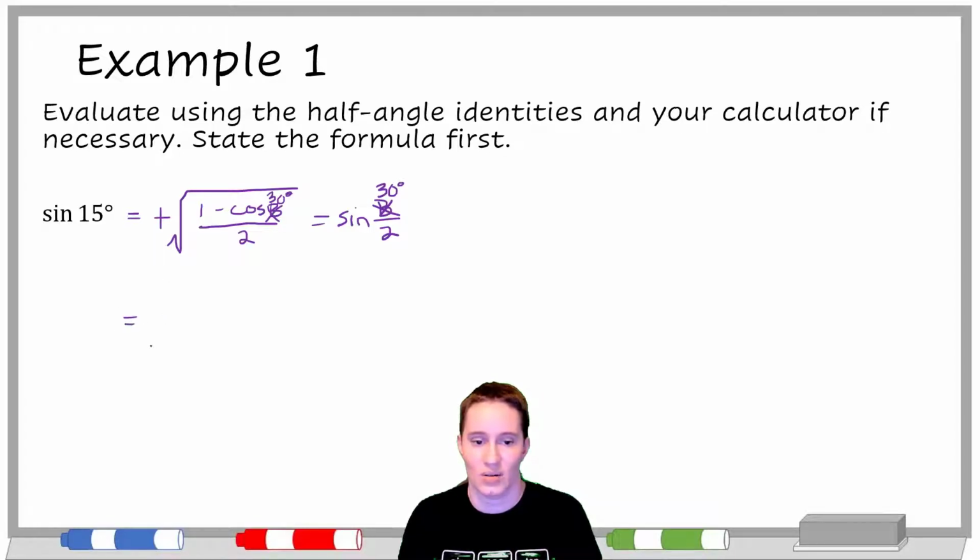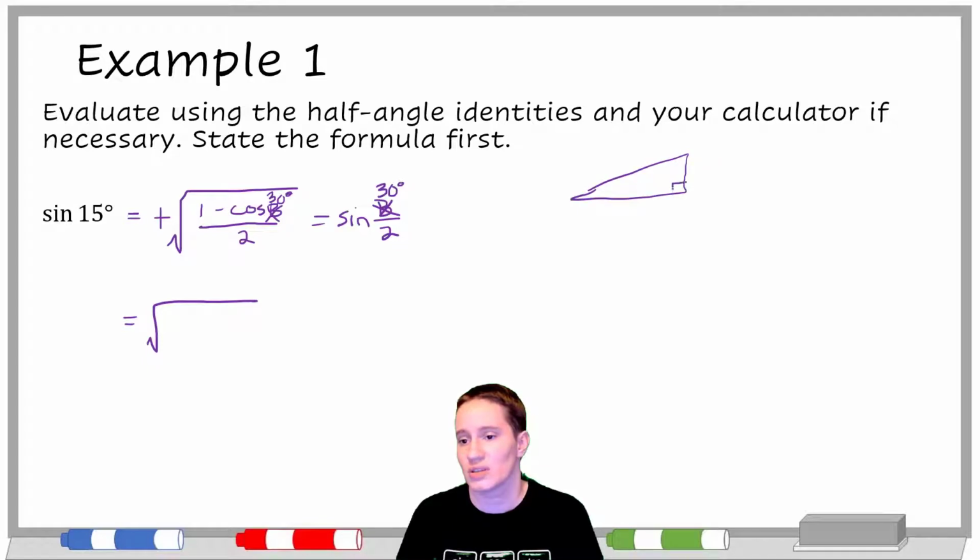So let's think. We don't really need the plus in front of the square root. Let's think about 30 degrees and cosine of 30 degrees more specifically. Here's 30. Cosine is adjacent over hypotenuse, so that's square root of 3 over 2. So we're going to do 1 minus square root of 3 over 2, all over 2.